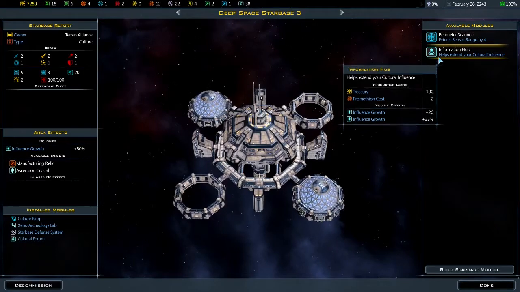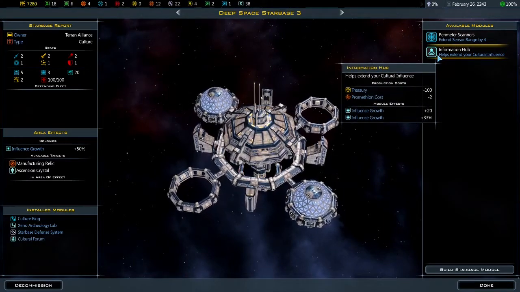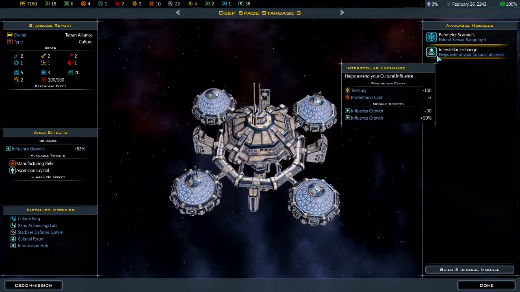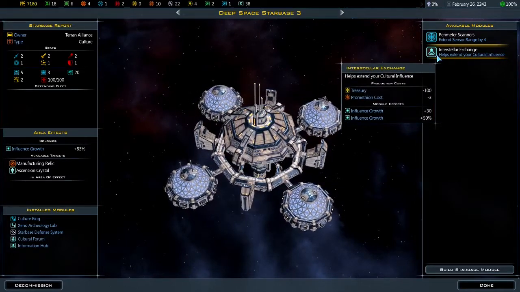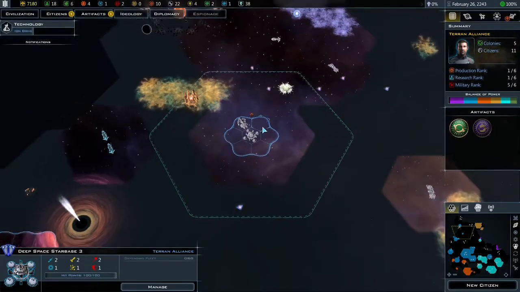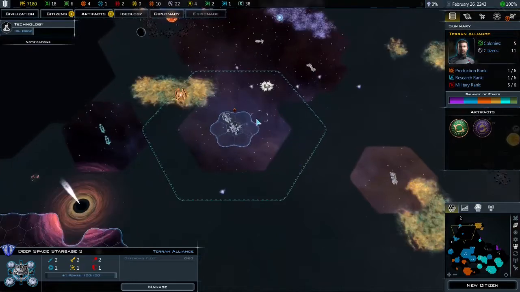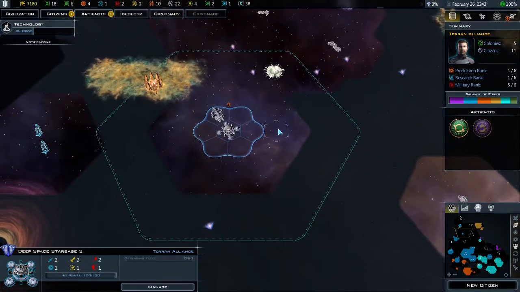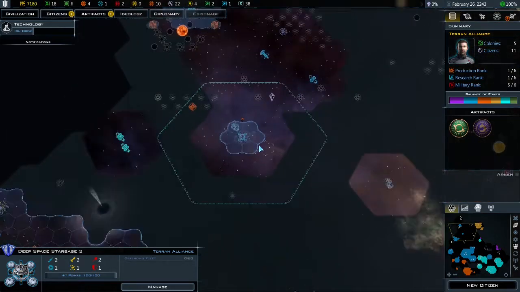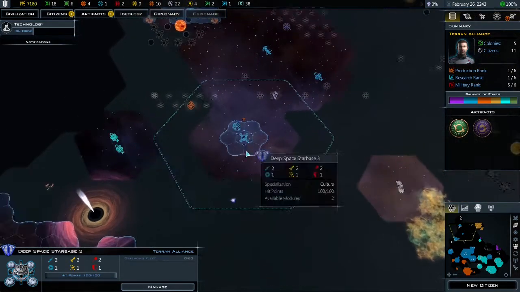So getting those and information up as well, plus 20 influence growth and plus 33% influence growth is pretty nice. Minus 3 Promethean cost, yeah, maybe that's way too much, but those first couple of increased modules for your starbases are pretty nice because they really increase your influence growth in the starbase.